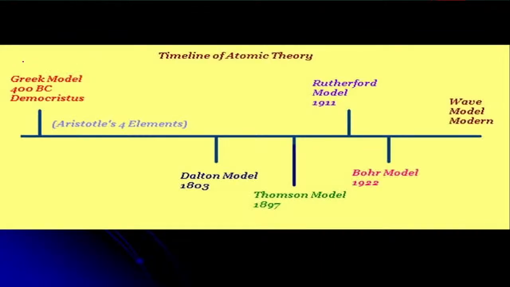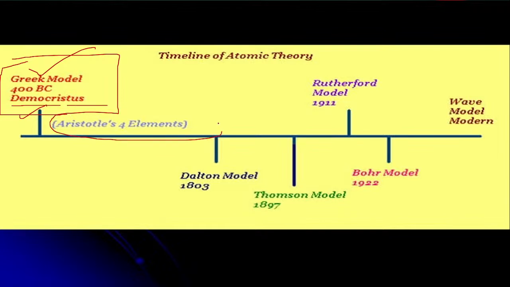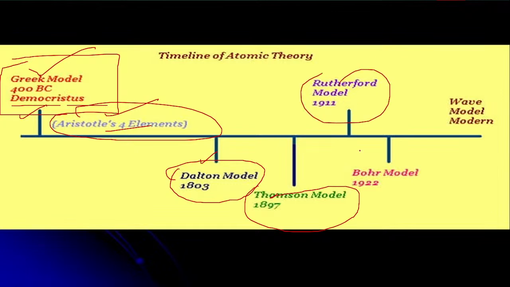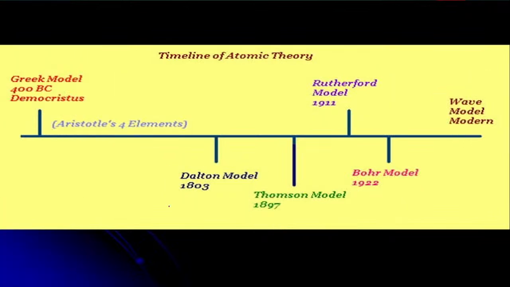So this is the timeline. Firstly, the Greek models in the time period of 1400 BC, presented by Democritus. Then Aristotle's four elements were found in this time period. Then Dalton's model was presented in the year 1803. Then Thomson's model, Rutherford's model, Bohr's model, and then the wave model. In our class 11th, we have to study each and everything.